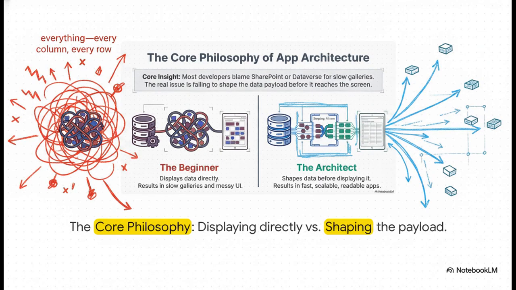Here's the core insight. It all comes down to displaying data directly versus shaping the data payload. A beginner developer usually takes the database and wires it directly into the screen, pulling literally everything, every column, every row. And the result? A tangled, slow mess. An architect, however, shapes the data before it ever reaches the screen. They filter it, they trim the columns down, and they format it in the background. It's this precise shaping that results in fast, scalable, and beautifully readable apps.